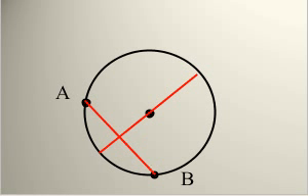And chord property number 3, if you have a line going through the center of the circle, and if this angle is 90 degrees, what do you know about this, the length here and the length here? And if you said those two line segments are the same, you are correct. These little marks indicate that they are equal. So those are the three chord properties.